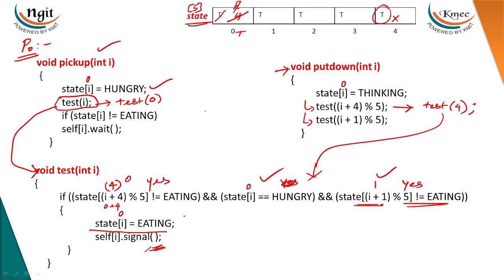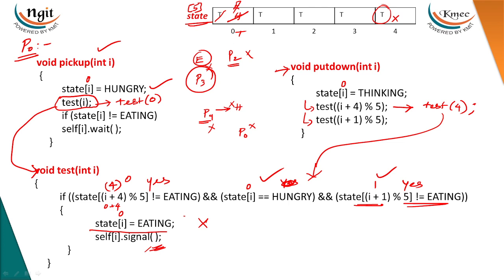For P4, on this side P0 is sitting and on this side P3 is sitting. P0 is not eating, P3 is not eating, but P4 is not hungry. So this function will not be executed. But suppose P3 is hungry, he will check for P2 and P4. P2 is not eating, P4 is not eating, and P3 wants to eat, hungry, then he can eat.